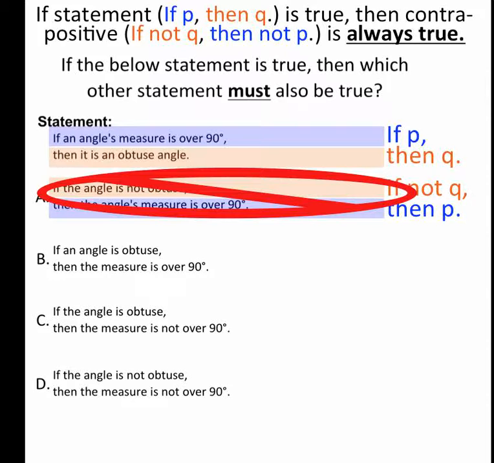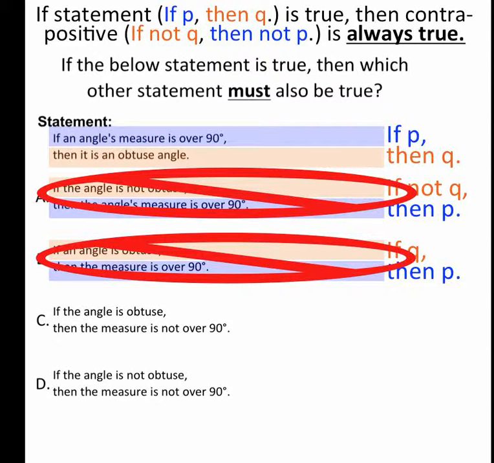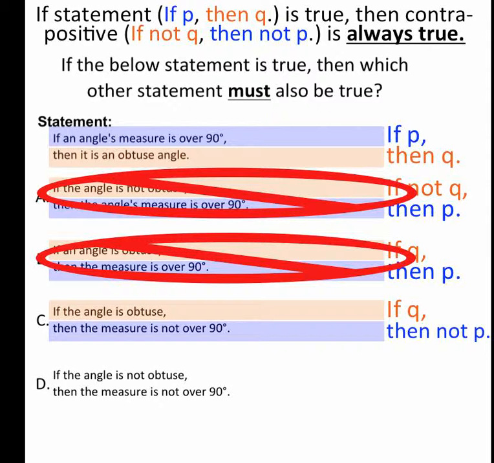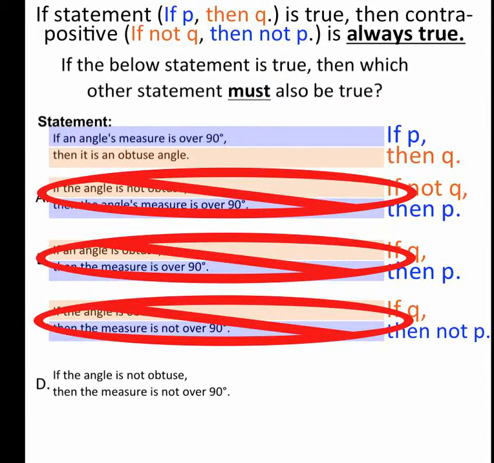The next one we'll look at is B. If an angle is obtuse, well, that's just my Q statement. If Q, in this case, then the measure is over 90, then P, that's not my contrapositive. The next one, C: if the angle is obtuse, if Q, then the measure is not over 90, then not P. So closer, but still not my contrapositive.